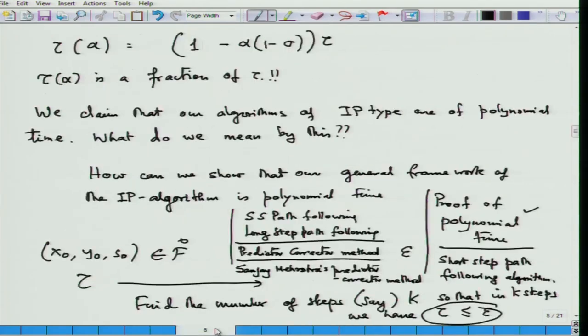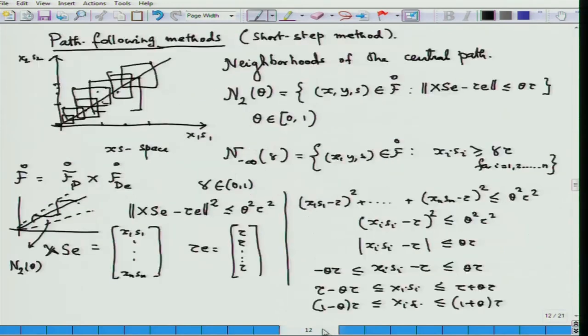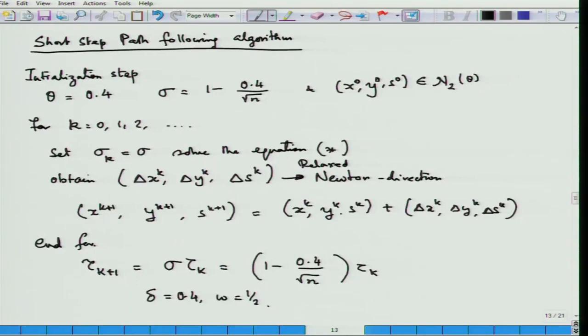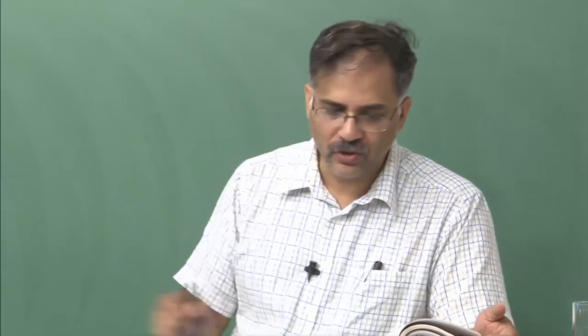Now, what does it show? I am actually having a scenario of this result. I am actually having the basic requirement of proving the complexity or the polynomial time. Only if I choose my x naught, y naught, s naught in such a way that tau naught is less than 1 by epsilon to the power alpha, then I am done. Then I have already put the sequences in this form, so I am straight done. So, I just have to choose x naught, y naught, s naught such that tau naught, which is nothing but 1 by n inner product x naught s naught, is less than 1 by epsilon to the power alpha for some alpha greater than 0; alpha and epsilon are my chosen parameters that depend on what you choose. Then you immediately know that you would have a polynomial time algorithm, because the basic equation is already satisfied by your choice of delta and omega.